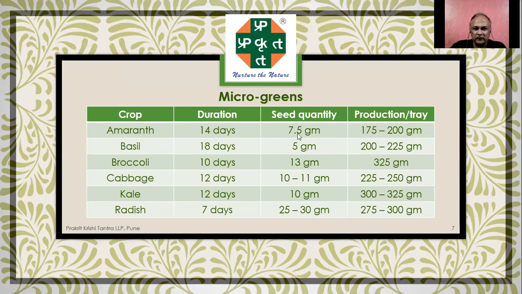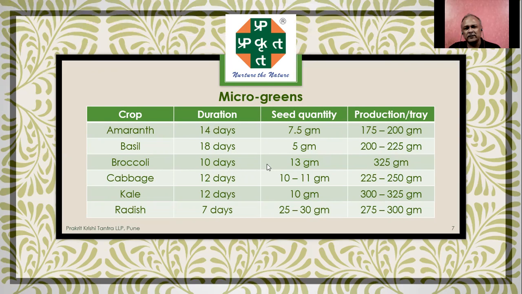Like in amaranth, 7.5 grams of seed is required. It is a very small seed. And it takes roughly 14 days for the microgreens to be ready for use. And roughly we get some 200 grams, approximately 175 to 200 grams. So this is the quantity per tray possible in one harvest. It is a one-time harvest only. For basil, the time is a bit longer and the seed quantity is small because it is a small and light seed, and it gives approximately 200 to 225 grams.